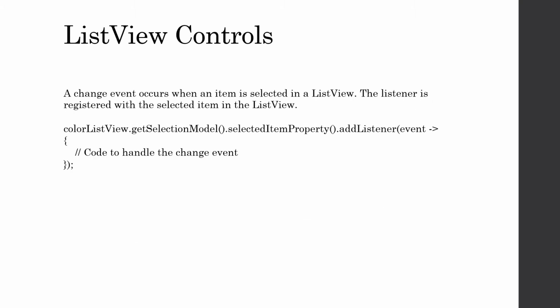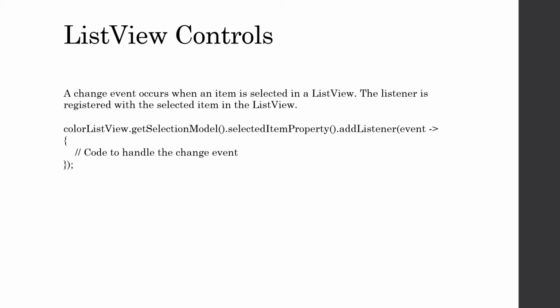So when we're dealing with list views, we're going to select one of the items inside of it. So how do we handle when the user clicks an item in that list view? A change event is going to occur when an item is selected in a list view. The listener is going to be registered with the selected item in the list view. If we take a look right here, we have our color list view. Again, we need to get the selection model. We're then going to get the selected item's property, so we're calling this method selectedItemProperty. This allows us to add the event listener directly to the item that is being selected from that list view.